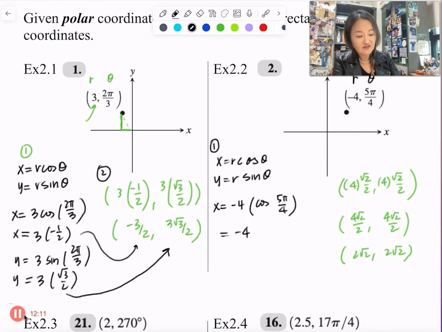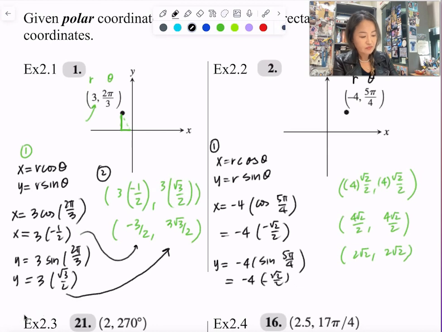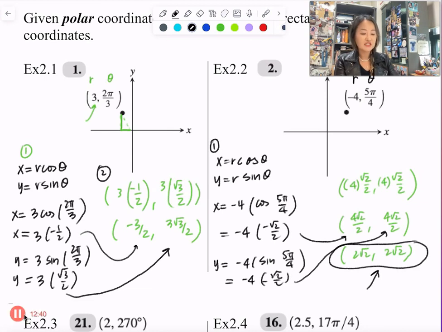Now I know that cosine of 5 pi over 4, I'm in the left, the third quadrant, right? So I know it's going to be negative root 2 over 2. I know y is equal to negative 4 sine of 5 pi over 4, but I know the sine of 5 pi over 4 is in the third quadrant, which is negative root 2 over 2. Again, negative root 2 over 2. And what do I get here? Positive 4 root 2 over 2 and positive 4 root 2 over 2, which becomes 2 root 2, 2 root 2. Here is my x and y.